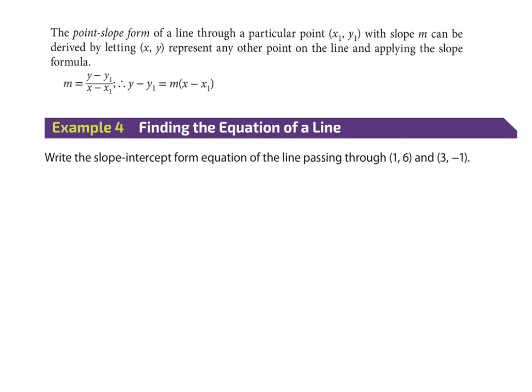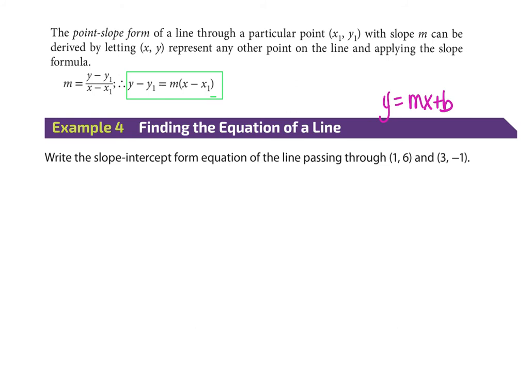So this formula here is the point slope form of a line. Point slope: y minus y1 equals m times x minus x1. And typically you will use that in this type of question. All right, so it says write the slope intercept. What is slope intercept? Well, slope intercept is y equals mx plus b, right?